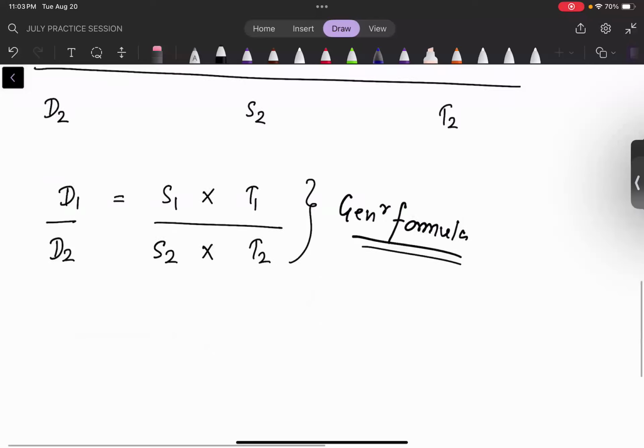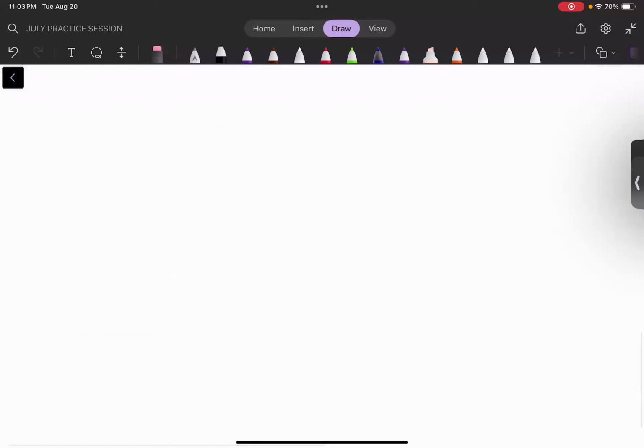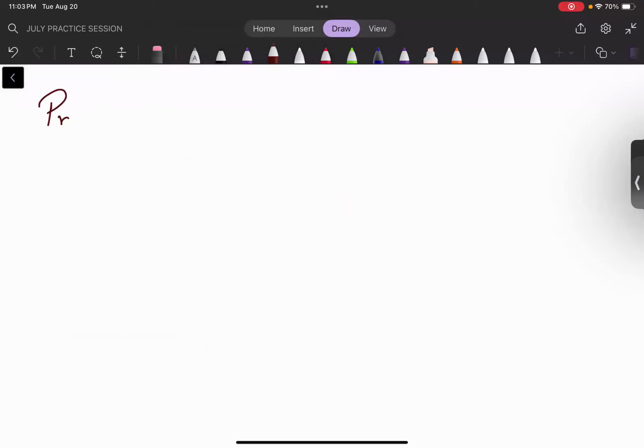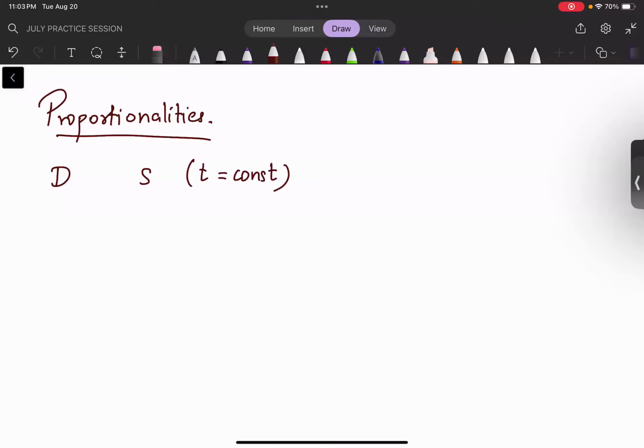Now what I'm saying is, we have to understand the proportionalities. So carefully answer. Distance and speed. Think time is constant. Time is not changing. When we discuss proportionality, something must be constant. Please remember that. So, distance and speed, how are they related? Proportional or inversely proportional? What will you say?